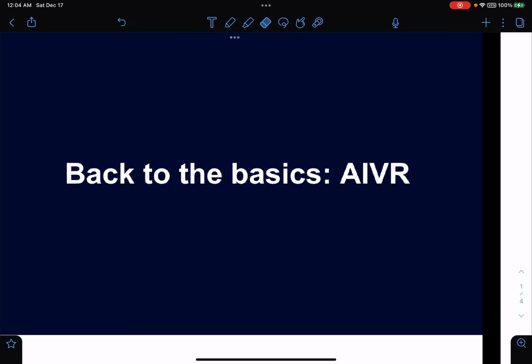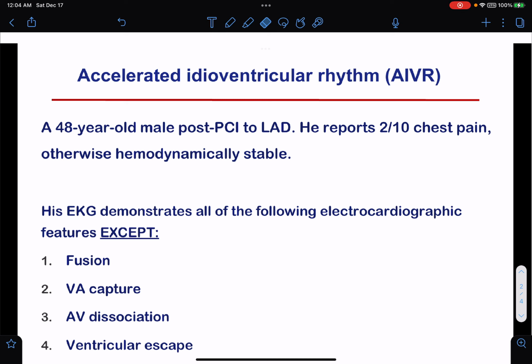Back to the basics, accelerated atrioventricular rhythm. A 48-year-old male, post-PCI to LAD, reports 2/10 chest pain, otherwise hemodynamically stable. His EKG demonstrates all of the following electrocardiographic phenomena or features except fusion, VA capture, AV dissociation, and ventricular escape.